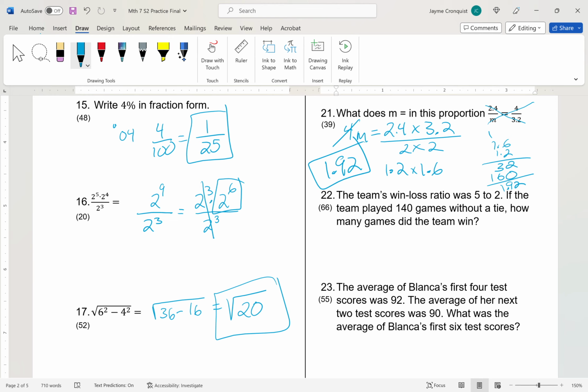Alright, team's win-loss ratio. Wins were 5, losses were 2. The team played 140 games, so that's my total. So that would be 7, 140. How many did they win? So that's this top category. Now I don't have to worry about this, and I've got a proportion with 2 fractions. Okay, 7 times 10 is 140, so 5 times 10 is 50, so x is 50.